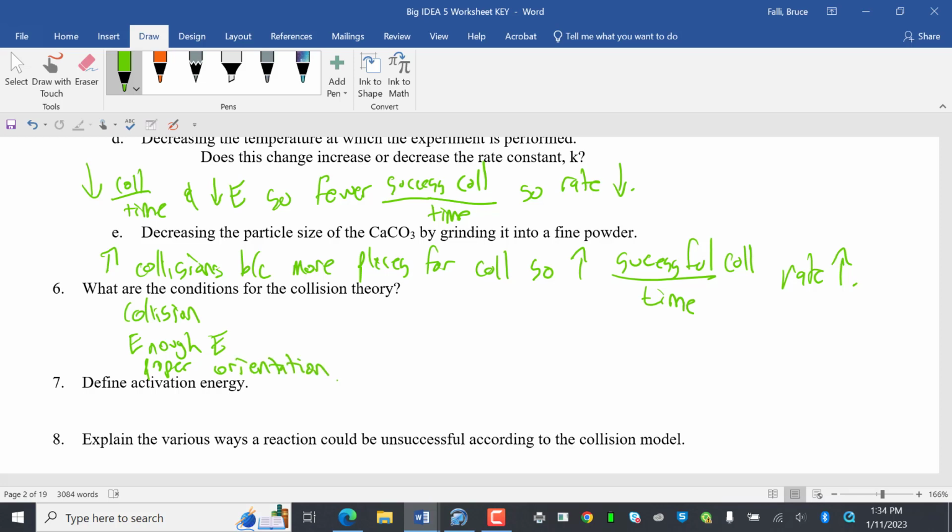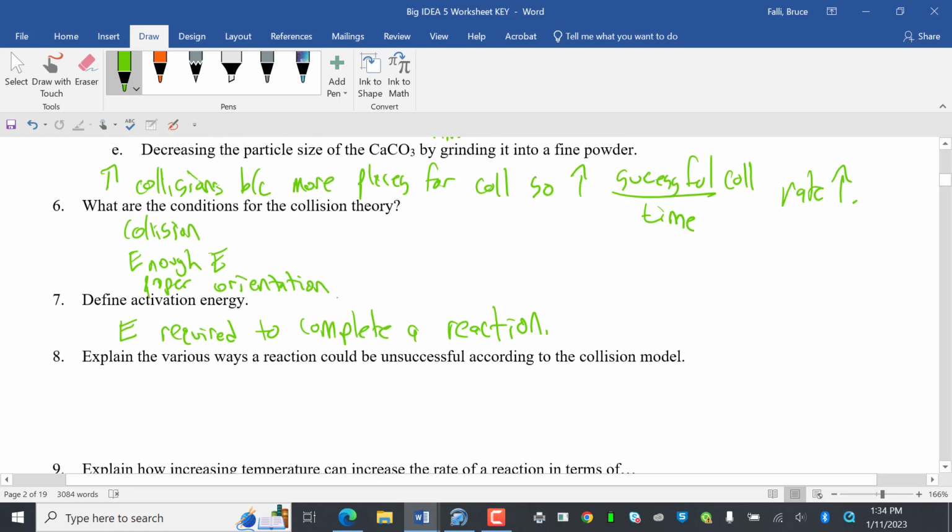Define activation energy. Energy required to complete a reaction. And remember how I talked about it being a hill you have to climb, or in one class I talked about having enough energy, the activation energy to dunk was to jump high enough, or whatever it was.